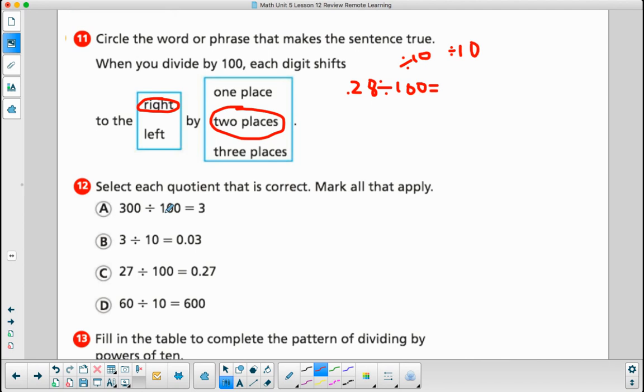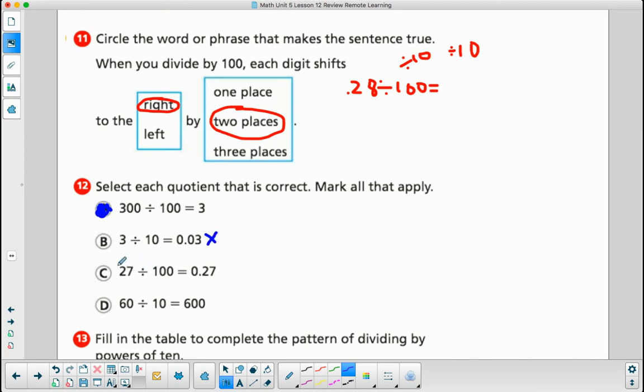300 divided by 100. Well, I just talked about dividing by 100 is shifting the 3 to the right 2 places would be 3. So that is correct. I'm going to change to blue though. I like blue as my color for answering today. 3 divided by 10, dividing by 10 only has 1 zero, so I'm shifting the 3 1 place value. So that would make it 3/10, not 3/100.